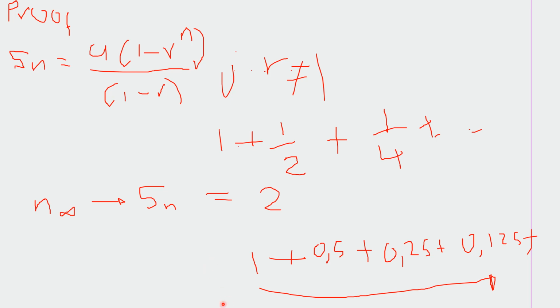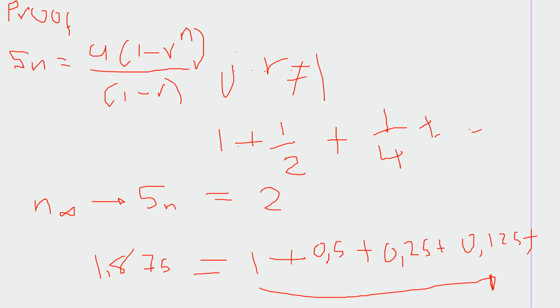Now let's say we put all these few terms here in a calculator. When you plot all these values on a calculator, let's say 1 plus 0.5 plus 0.25 plus 0.125, our answer is actually 1.875.